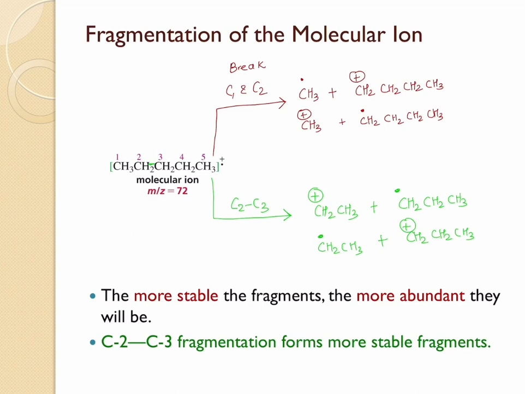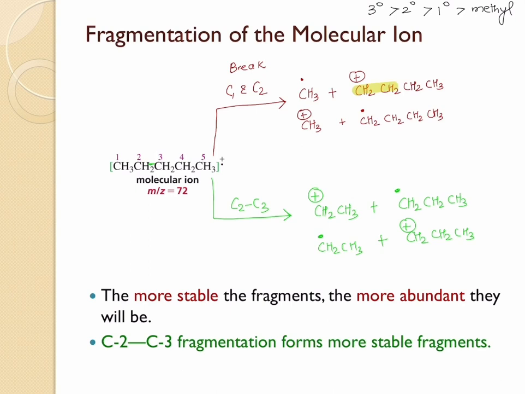Now here we have a methyl radical and a primary carbocation, and a methyl cation and a primary radical. Now we know that the stability of the carbocations and the radicals is going to follow this order, where the tertiary radicals or carbocations are more stable compared to the secondary, and then comes the primary, and then finally the methyl carbocations or radicals.